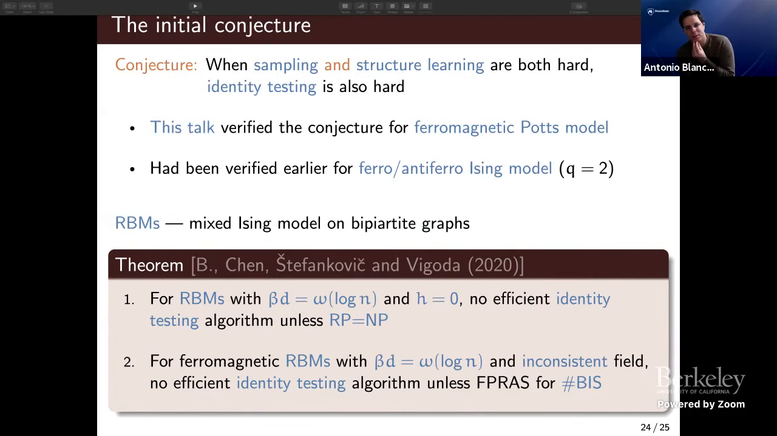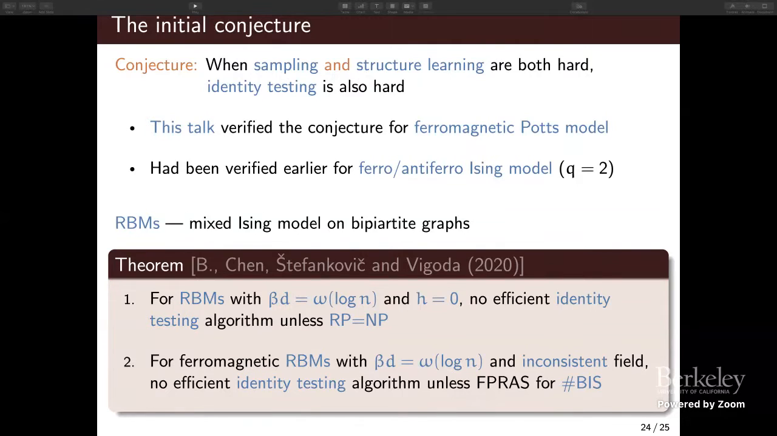Well, in this case, you're saying that sampling and structural learning are easy? No, I'm saying if sampling and structural learning are doable, then I think you can also approximate the distance. You can do tolerant testing, but I expect the hardness will be easier to prove for the stronger question of approximating the distance.